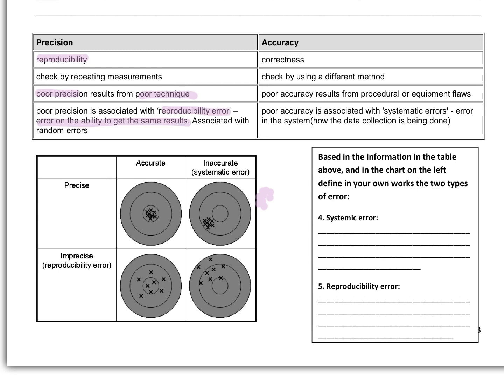For accuracy, accuracy is your correctness. How close are you to the goal? How close are you to the given value? Poor accuracy comes from poor procedures or equipment flaws. And if we have poor accuracy, we call this a systemic error. There's an error in the system in how you are collecting the data. If your scale is weighing a 10-gram weight as 11 grams, there's something wrong with your system. There's something wrong with what you're using.